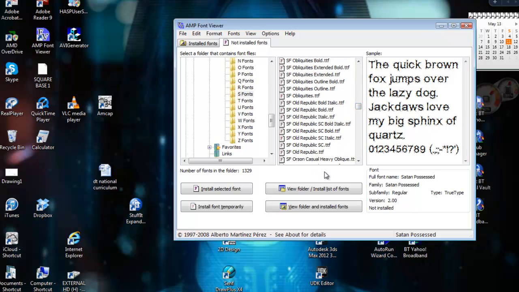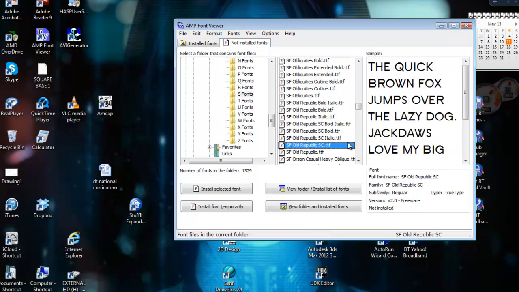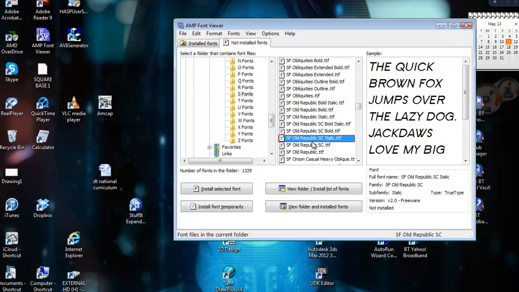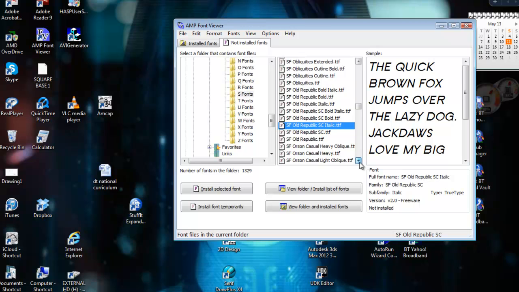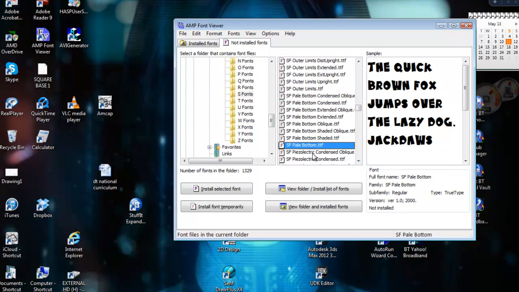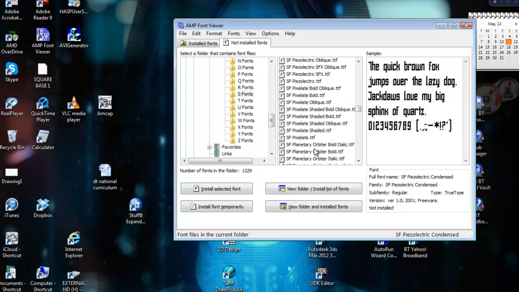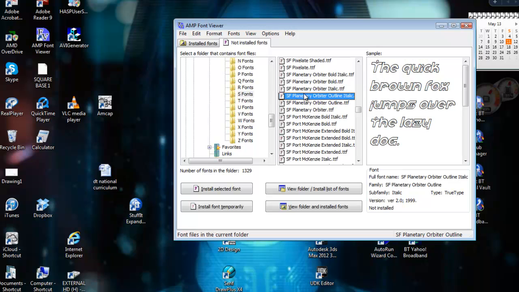Right, SF will be anything that hasn't got any sort of serifs on there. So it's sort of like without your serifs, so that would be sans serifs. So we get all these sort of things down there. Planetary. Ooh, let's see what that one looks like. Wow, that looks a bit cool.